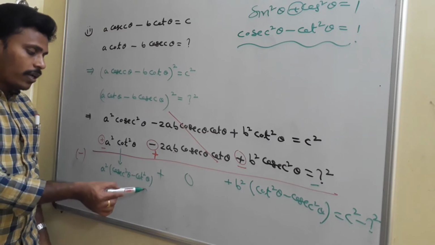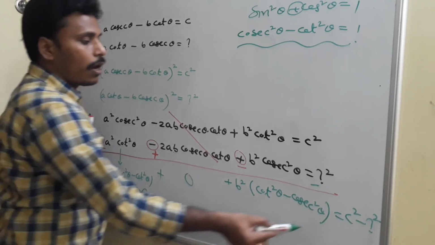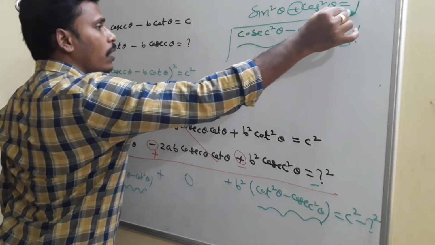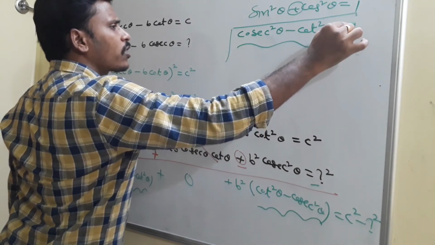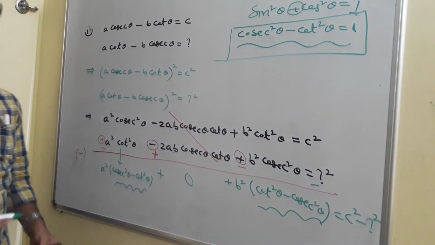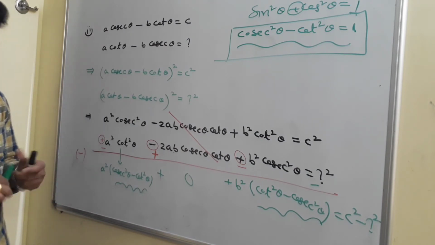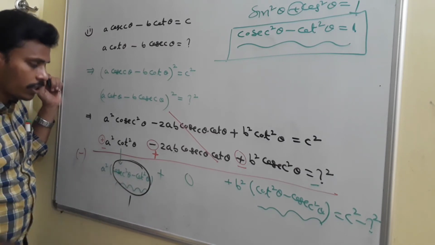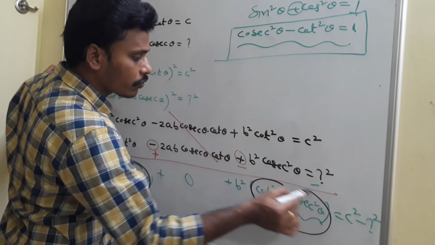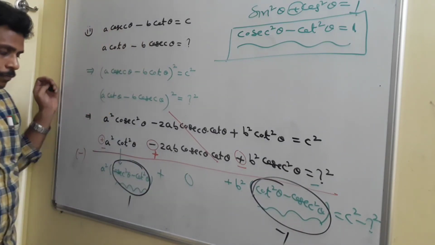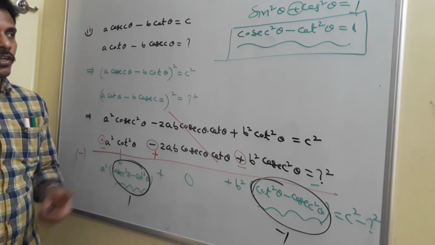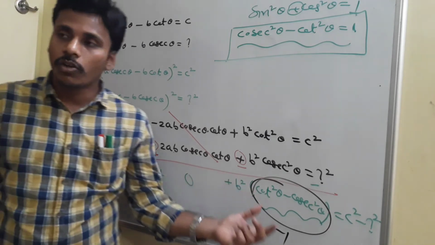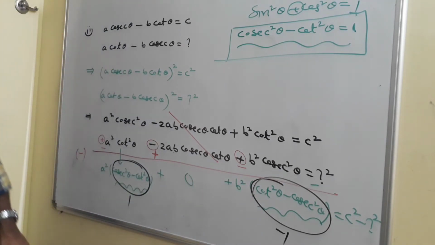And now what is cosecant square theta minus cot square theta, and what is cot square theta minus cosecant square theta? There you need to utilize this standard identity. Cosecant square theta minus cot square theta is equal to 1. Since the difference is 1, you have to replace cosecant square theta minus cot square theta with 1, and you need to replace cot square theta minus cosecant square theta with minus 1. I asked you a question also in the last class, right? Then in the next step, how do I have to move?